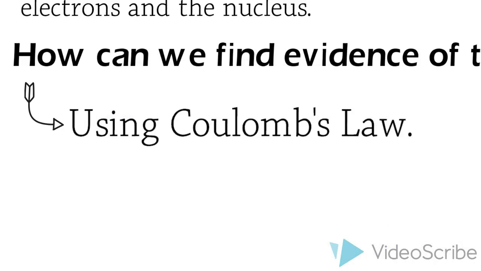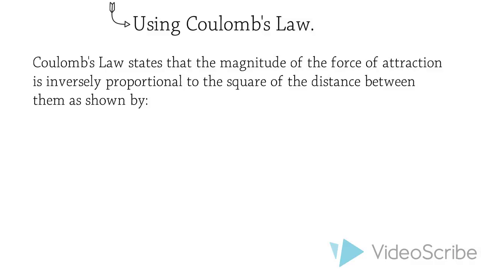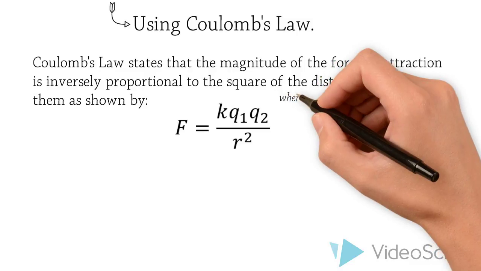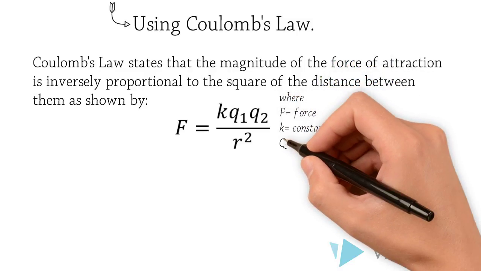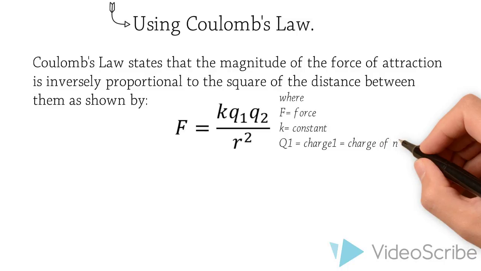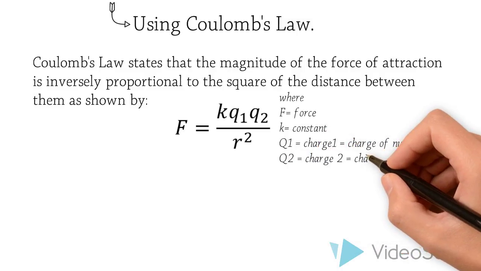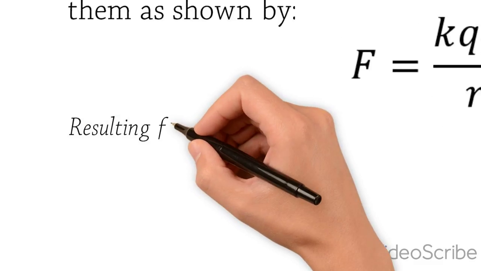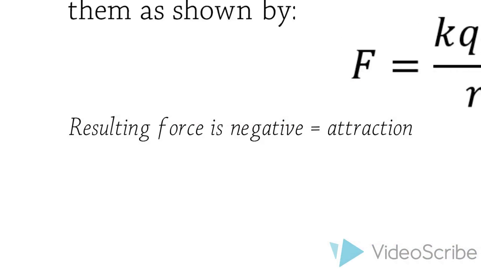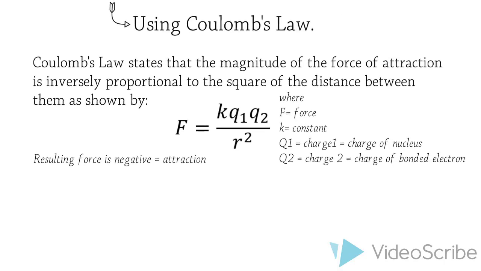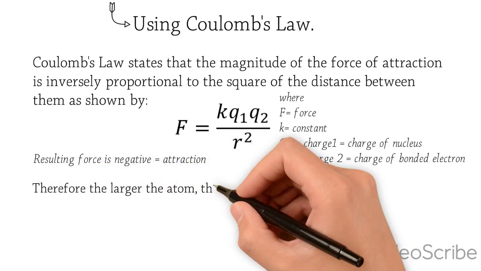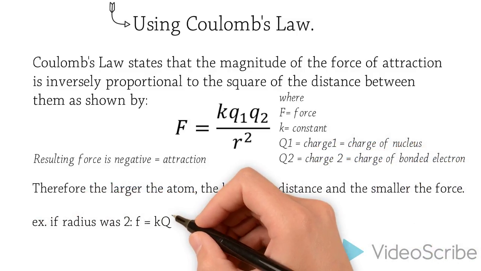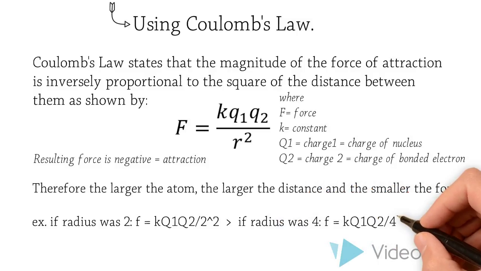Coulomb's law states that the magnitude of the force of attraction is inversely proportional to the square of the distance between them, as shown by the equation, where F is force, K is a constant, Q1 is a charge, in this case the charge of the nucleus, and Q2 is another charge, in this case the charge of the bonded electron. The resulting force is a negative value which denotes attraction because electrons are negatively charged and protons are positively charged. Coulomb's law allows a person to see that the larger the distance between the bonded valence electron and the nucleus, the smaller the force.